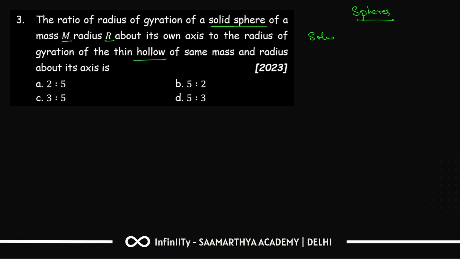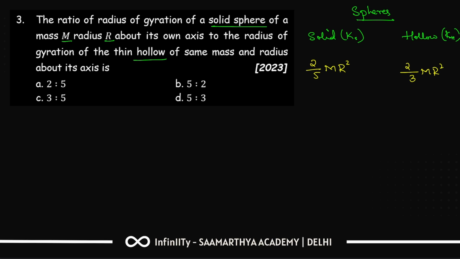One is solid, इसके रेडियस ऑफ गायरेशन को ks मानेंगे. One is hollow, तो इसके रेडियस ऑफ गायरेशन को मानेंगे kh, so that we should not have any confusion. So moment of inertia, if you are not able to remember, you can go to moment of inertia. From there you can calculate radius of gyration. तो solid sphere का moment of inertia है 2/5 mr square, and this will be 2/3 mr square.